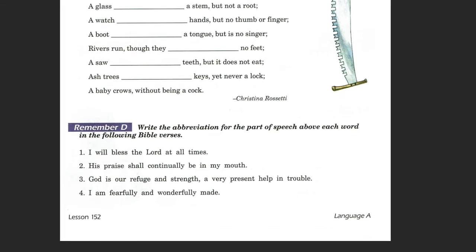Remember D: write the abbreviations for the part of speech above each word in the following Bible verses. So you'll be labeling each word. So I is a noun, right? And then will is a verb, and so on. Do that for all the words.